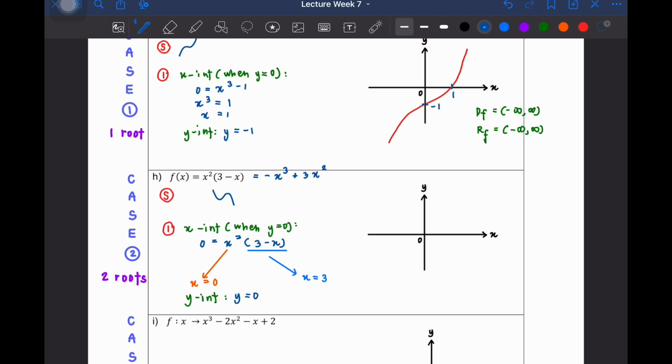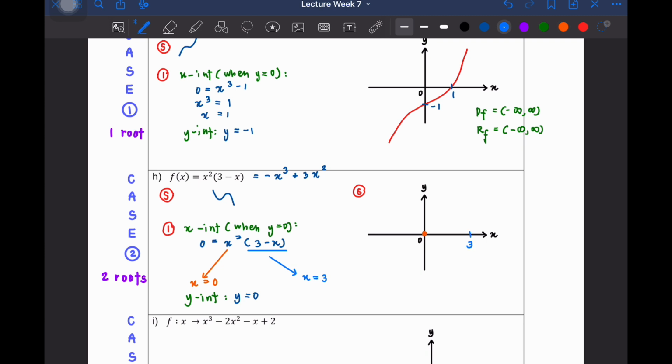Okay, so let's see, we want to sketch the graph. The last step is to sketch the graph. For this one, kita akan locate dulu kita punya nilai x-intercept. The first one, x equal to 0, is located over here at the origin. And then the second one is x equal to 3. It's located on the right over here.